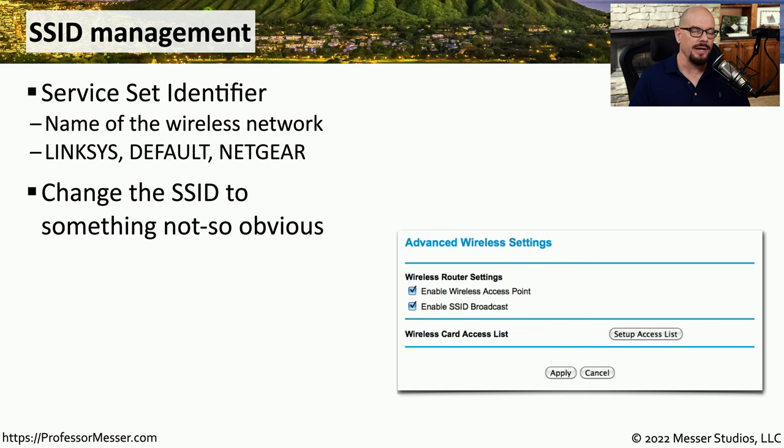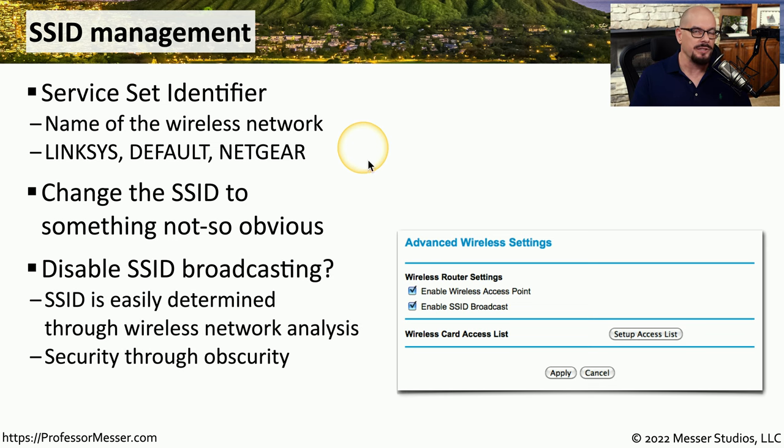It's usually not a good idea to use the name or manufacturer of the device as the SSID. This would make it very easy for someone to look up what the default credentials for this device might be, and if there are any known vulnerabilities, they'd be able to easily find them based on the manufacturer's name.